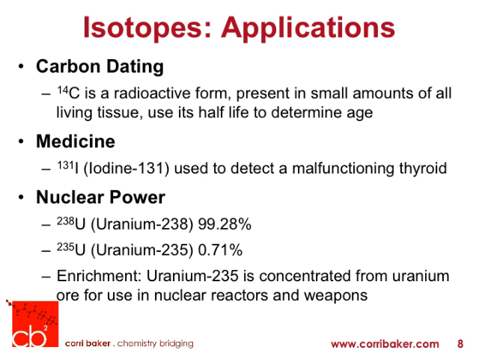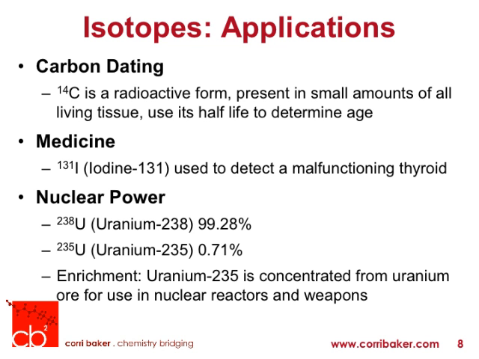So some applications of isotopes are carbon dating. And the way that carbon dating works is that we have nitrogen in the atmosphere converted by a high energy cosmic ray into carbon-14, which is a radioactive form of carbon. And what happens is that carbon is incorporated into carbon dioxide in the atmosphere, and then that is absorbed by plants, and then we eat those plants, and it continues to decay.